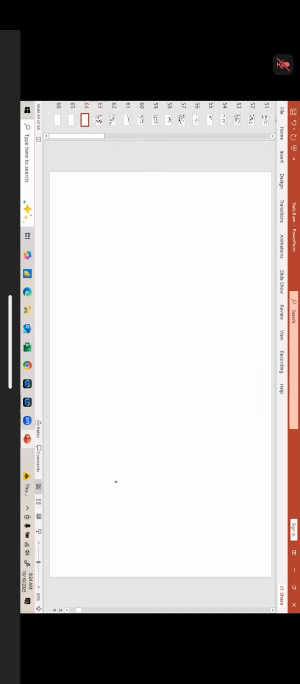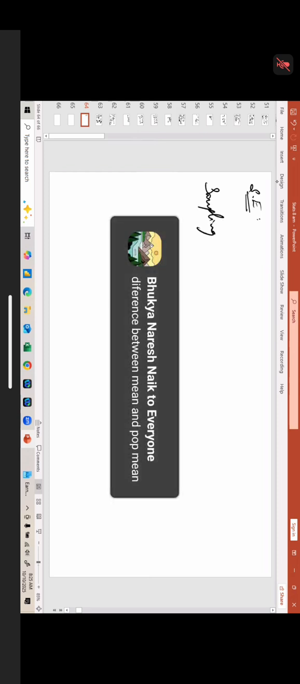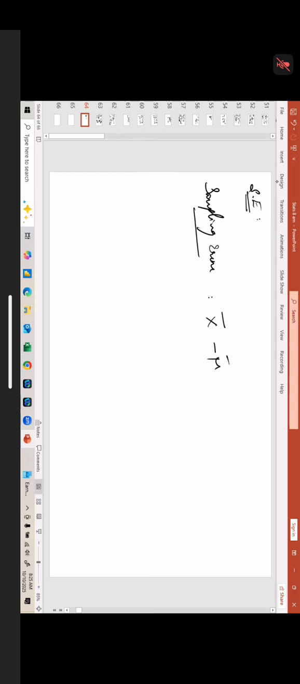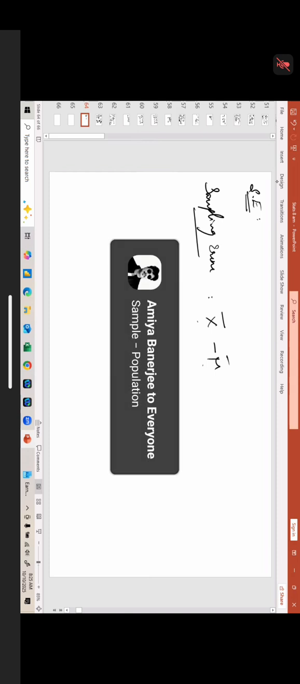Next, what else have we discussed yesterday? Standard error. Can someone tell me what is standard error? First, tell me what is sampling error. Sampling error is the difference between sample mean and population mean, sample mean minus population mean. Sampling error is simple: X bar minus mu. What is X bar? Sample mean. What is mu? Population mean.